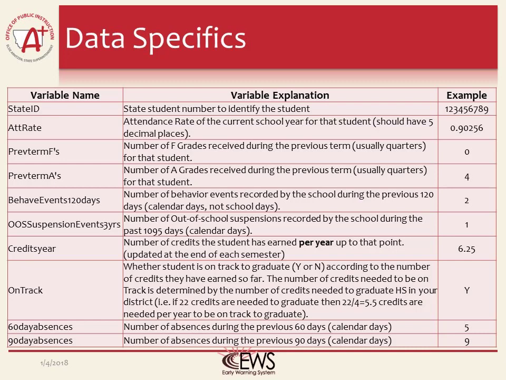On track does not take into effect what those credits are, just the total credits. So a student missing an English class could potentially still be marked as on track. On track uses the credits per year variable to determine if the student is on track.